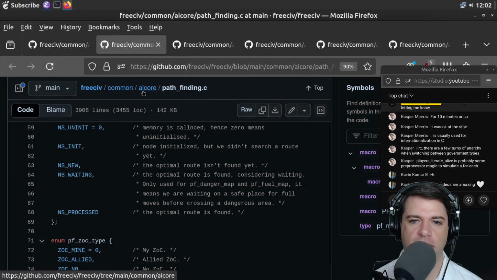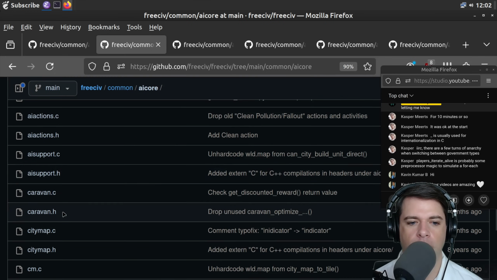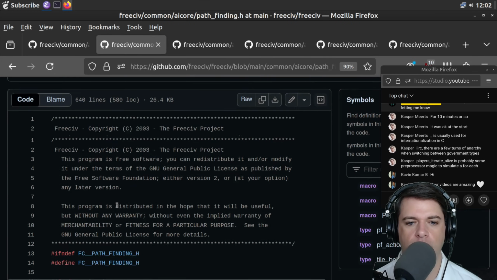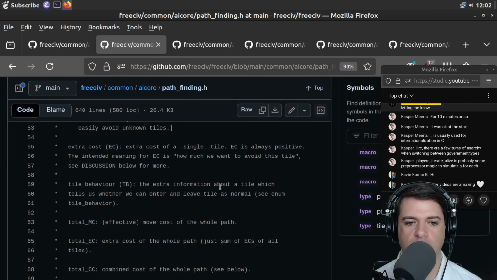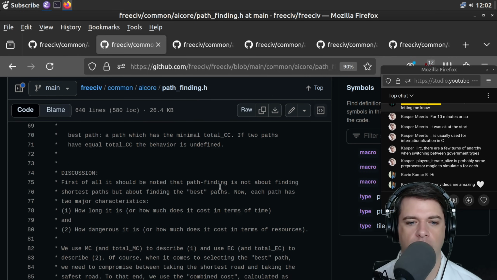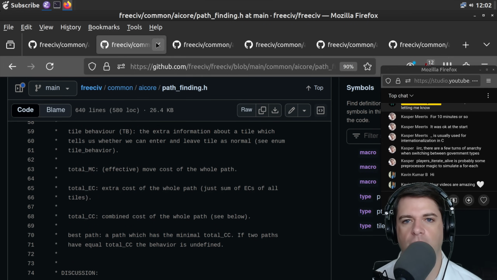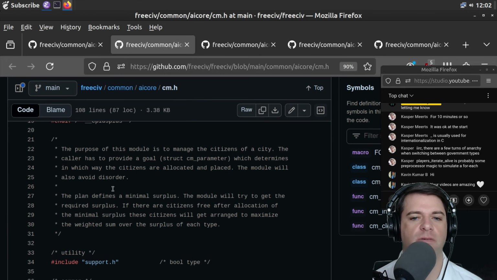Here's pathfinding.c. I don't think I want the C file, but maybe here's pathfinding.h. The functions in this file help to find a path from A to B. That's not the one we were just looking at, is it? Yeah, it is. Okay. I thought pathfinding was a helper function for the thing we just looked at, but that is the file we just looked at.